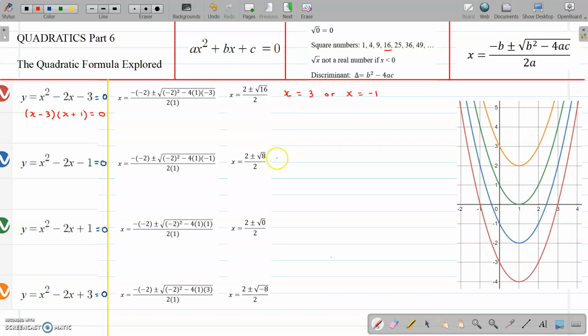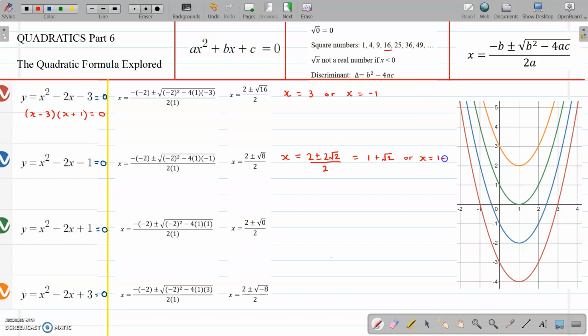All right, so it means that the solutions to this are x equals 2 plus or minus 2 root 2, because root 8 is root 4 times root 2, which is 2 root 2, all over 2, and now you can see the common factor of 2, which if I divide numerator and denominator by 2, I get the solutions are 1 plus root 2 and 1 minus root 2.